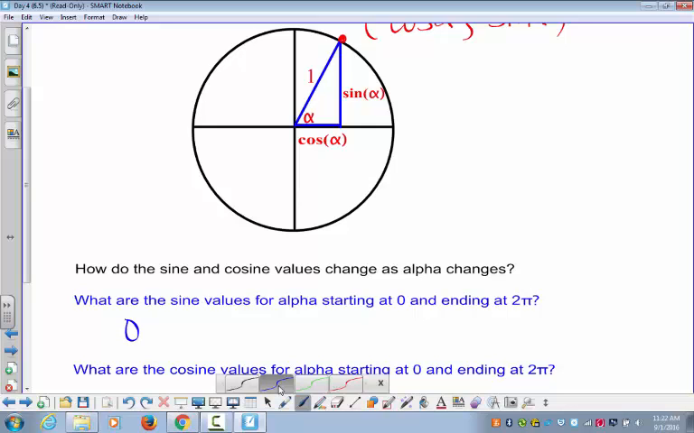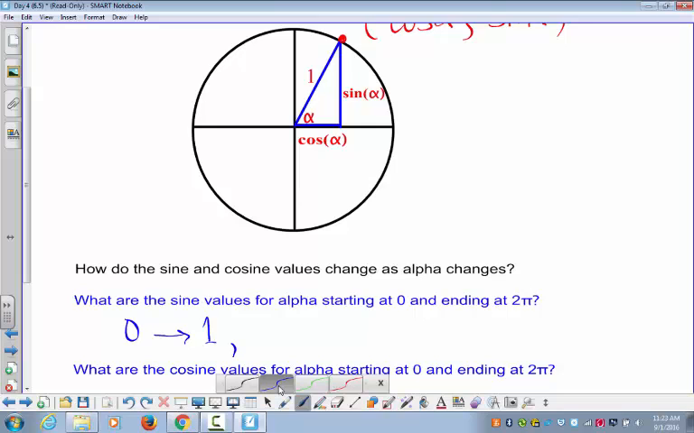And then as we start moving up and around, the y value is going to increase. So if we get to 30 degrees, the y value is 1/2. If we get up to 45 degrees, the y value is √2/2. If we get up to 60 degrees, the y value is √3/2. And when we get all the way up to 90 degrees, pi/2 radians, the y value is 1. So it goes up to 1. So in quadrant 1, the y values go from 0 to 1.